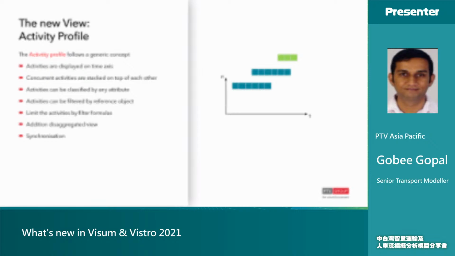The activity profile follows a generic concept. Activities are displayed on a time axis. Concurrent activities are stacked on top of each other. Activities can be classified by any attribute. Activities can be filtered by reference object. Limit the activities by filter formula. In addition, disaggregated views and synchronization.